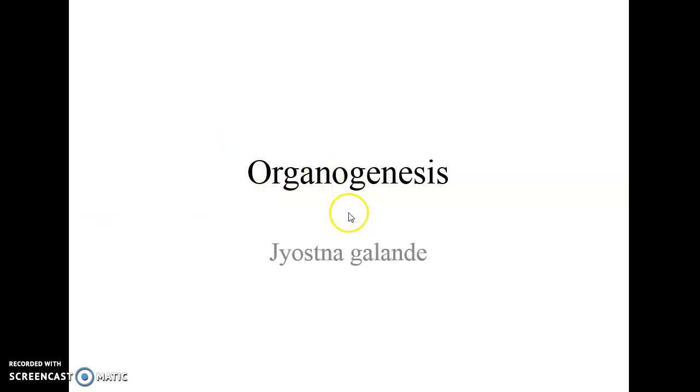First we will try to understand this word. What is meant by genesis? That means formation. Formation of what? Organ. That's why the word is organogenesis. Now we will see the definition.